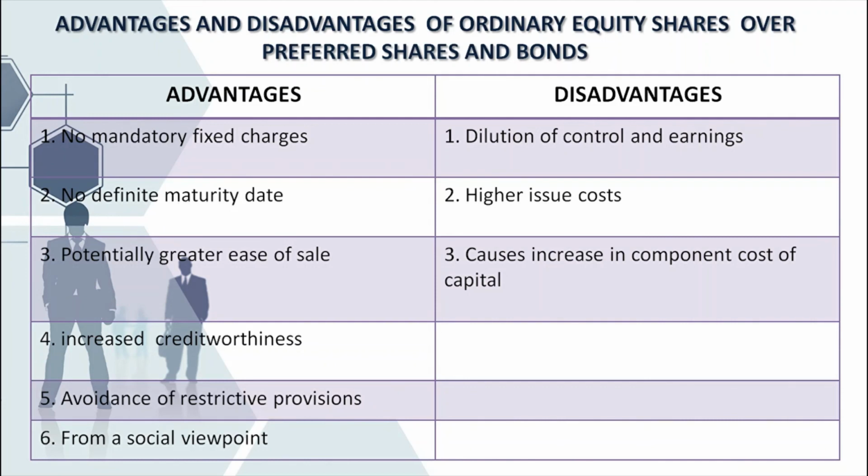So the disadvantages. Number 1, dilution of control and earnings. A new issue of ordinary equity share may result in the dilution of existing ownership and control because new ordinary equity shareholders have voting rights. Number 2, the higher issue cost. The flotation or issue cost of new ordinary equity share is generally higher than for either debt or preferred share. Number 3, increase in component cost of capital. The cost of capital associated with ordinary equity share is higher because dividends are not deductible for tax purposes and because ordinary equity share is a riskier security than either debt or preferred share.